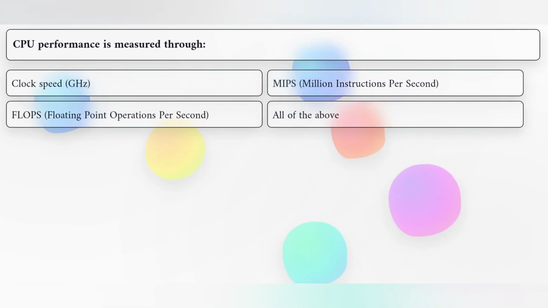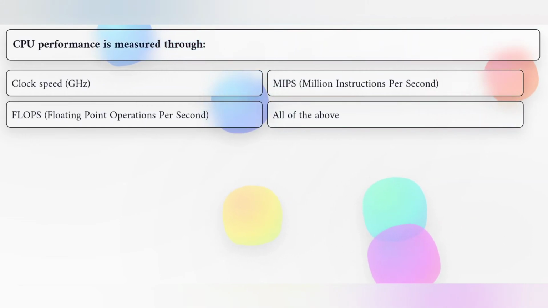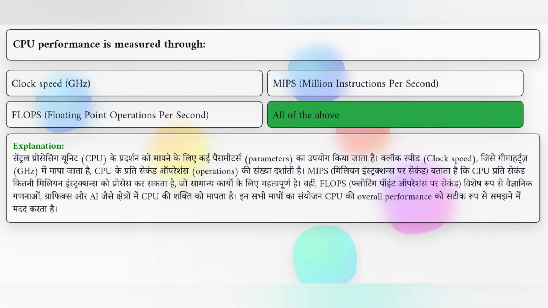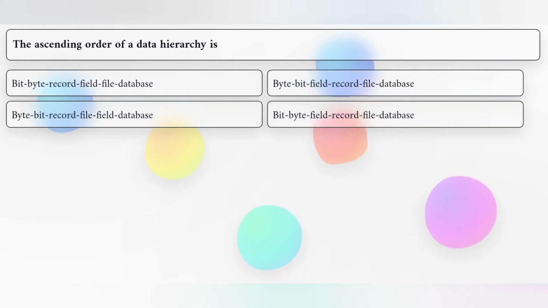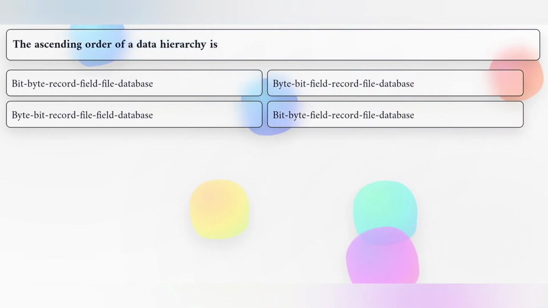CPU performance is measured through clock speed, GHz, MIPS, million instructions per second, flops, floating point operations per second, all of the above. The ascending order of a data hierarchy is bit-byte record field file database, byte-bit field record file database, byte-bit record file field database, bit-byte field record file database.